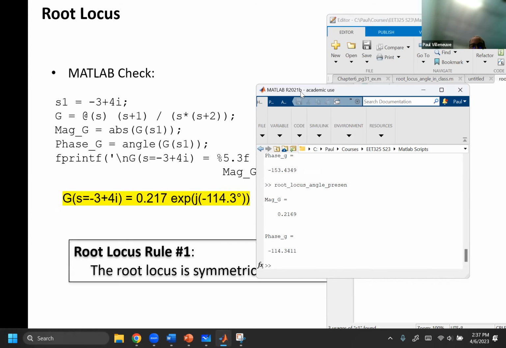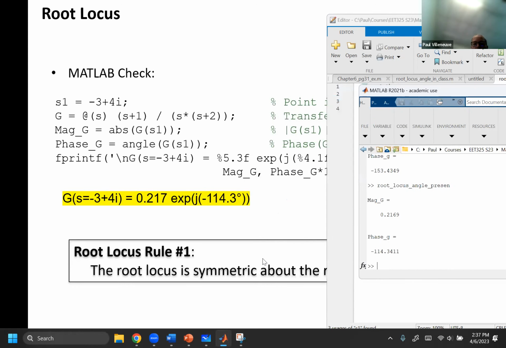Okay, so that's going to give us one of our rules, and we kind of know this already. The root locus has to be symmetrical about the real axis. The reason it has to be symmetrical is because we always have to have complex conjugate pairs. You can't have a plus j7 without having a minus j7. So that's our first rule that we probably have already thought about and already know.